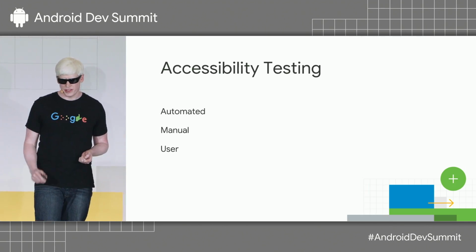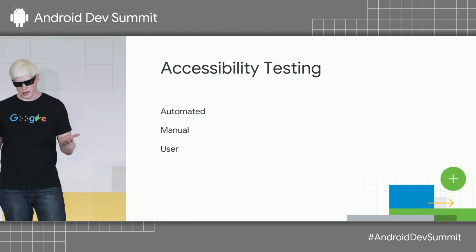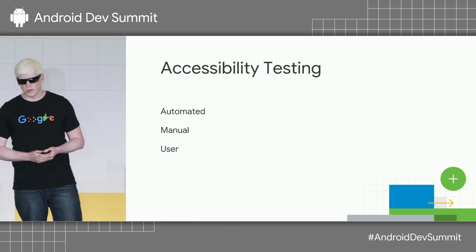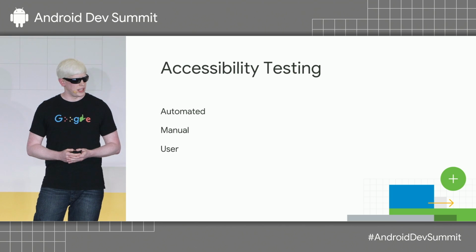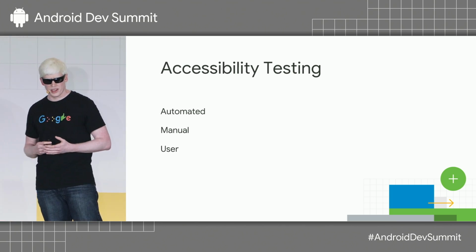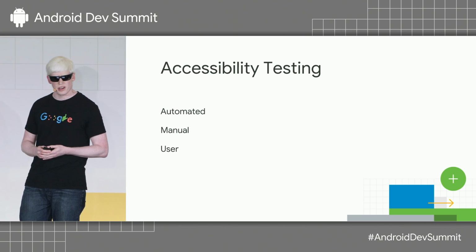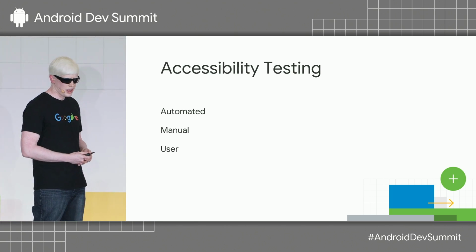There are three types of accessibility testing today that I'd like to cover. There's automated testing, use of automated tools; manual testing, where you use Android's accessibility services yourself to understand the user's experience; and finally, user testing, where you actually bring in users with various disabilities and truly get their feedback and understand their experience using your application.